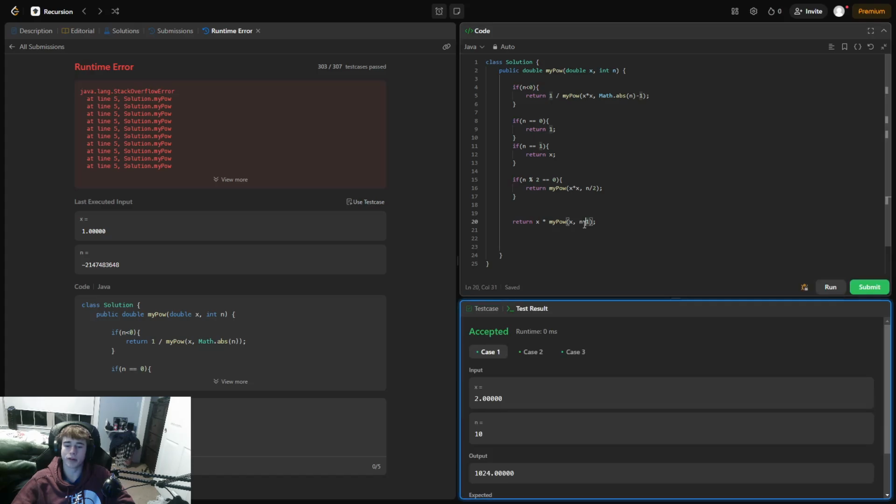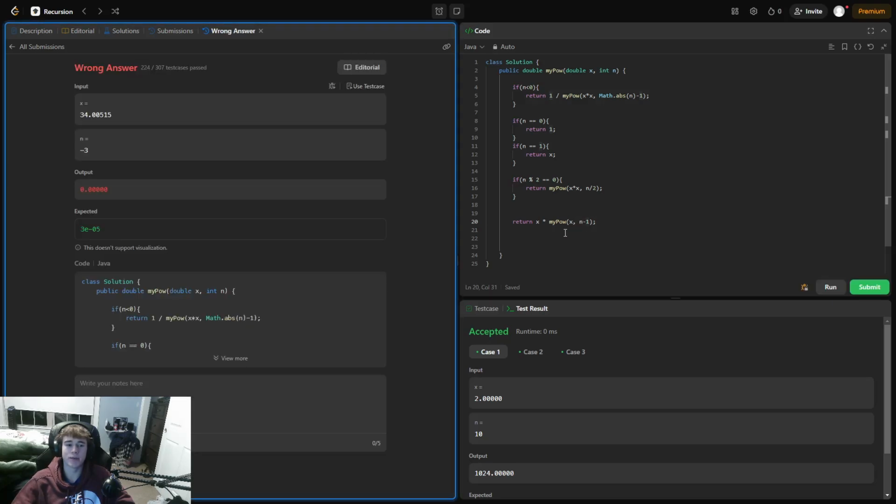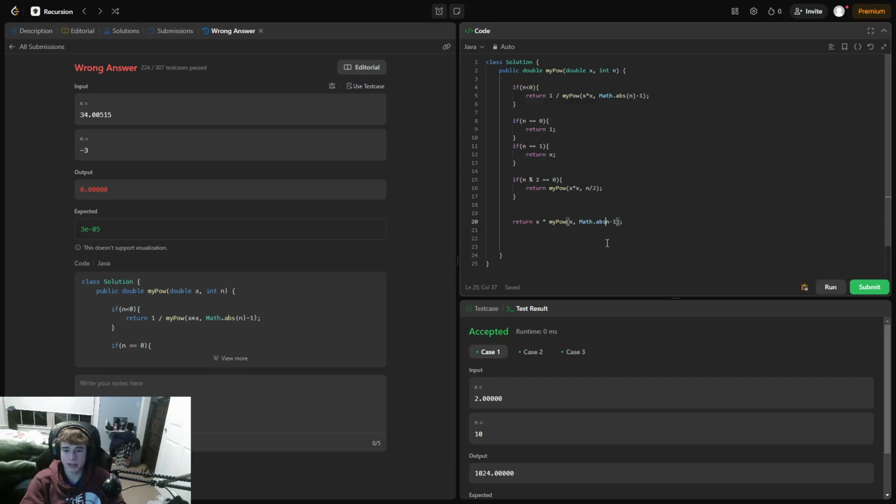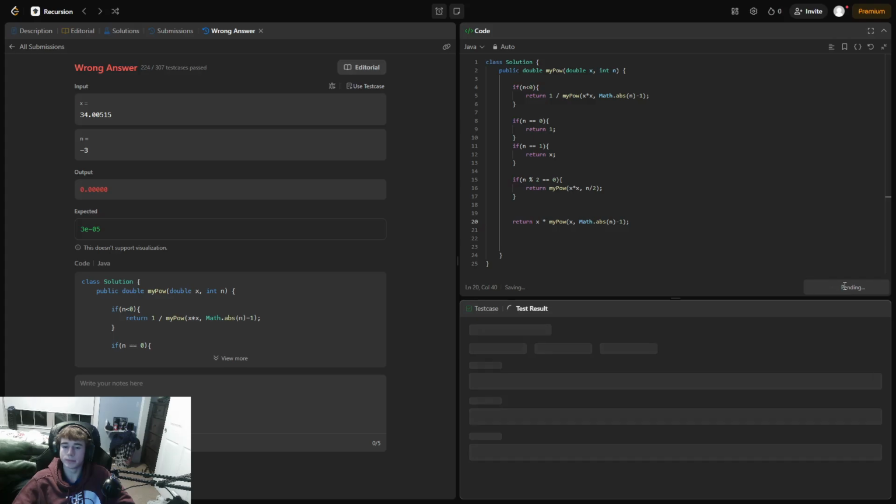Oh, and we should also probably do that absolute value down here too. That absolute value will make sure that no matter what, it's going to be a positive value at the end. So yeah, right here it's a -3, which is not good. Math.abs of n. Oh, I keep running the code.